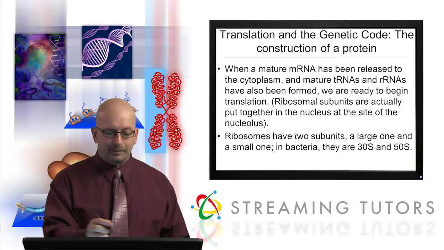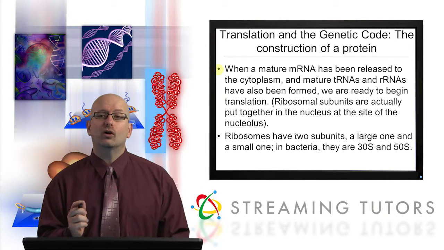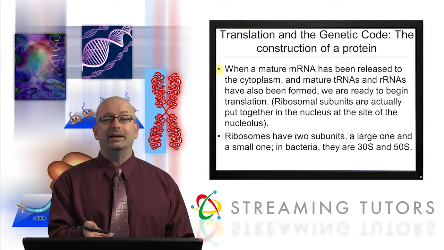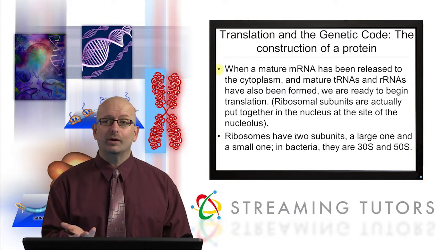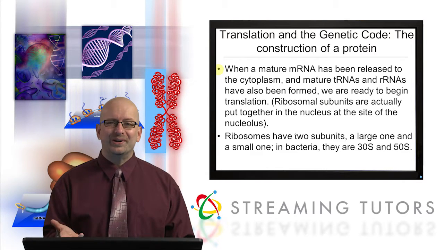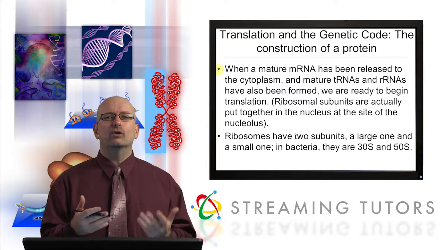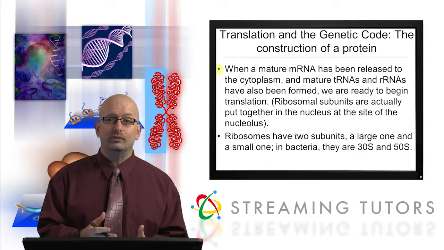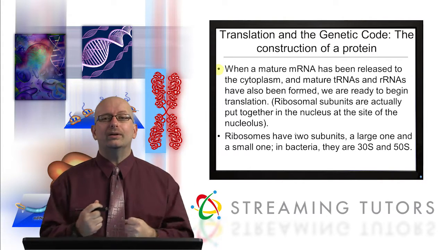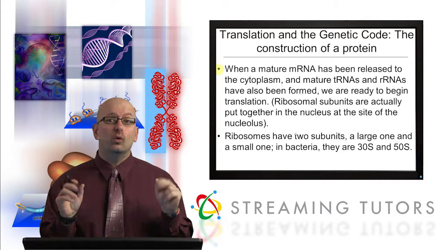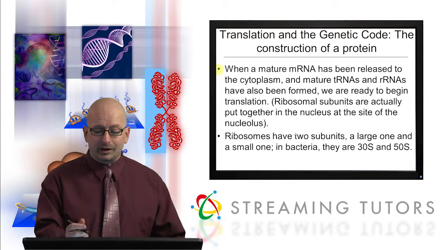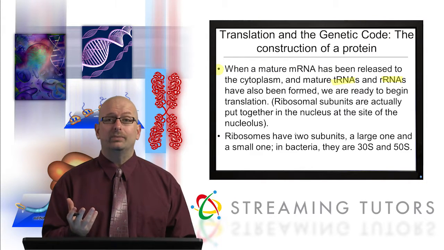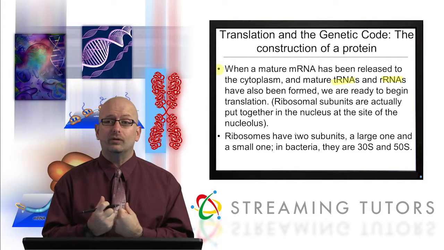So let's recap a tiny bit here. When a mature messenger RNA has been released to the cytoplasm, so the implication here is that this would be happening in a eukaryote only because that was the last thing we were talking about. But whether bacteria or eukaryote, there isn't a lot of maturation and processing in prokaryotes as we've discussed, but one way or the other, we're going to have a messenger RNA that's, quote, ready to go in either case. And the same goes for tRNAs and ribosomal RNAs. We need all of these in order to actually get the protein synthesis going.